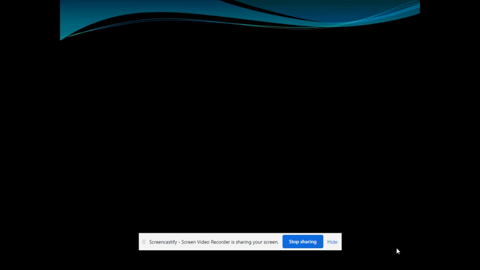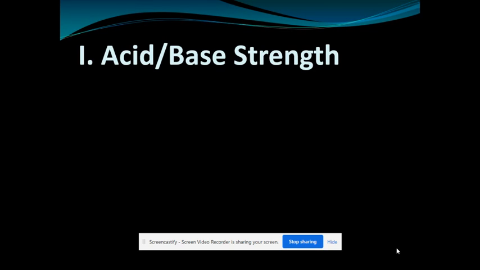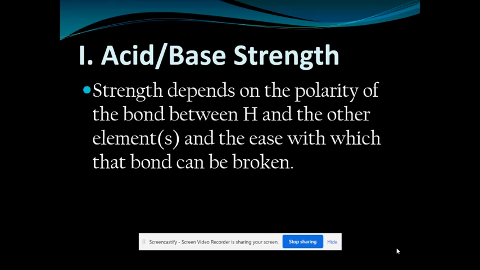Okay. All right. So first of all, what determines strength? It says strength depends on the polarity. Remember, has to do with oppositely charged ends. With molecules, atoms that are bonded together, sometimes one element has a stronger attraction or a stronger pull for the electrons that it's sharing with another element. And that creates a polar molecule. One end is a little bit more negative because it's attracting those negative electrons towards it. And one end's a little bit positive because it's not holding on to the electrons as strongly.